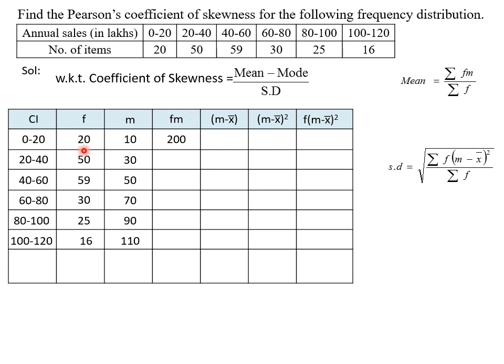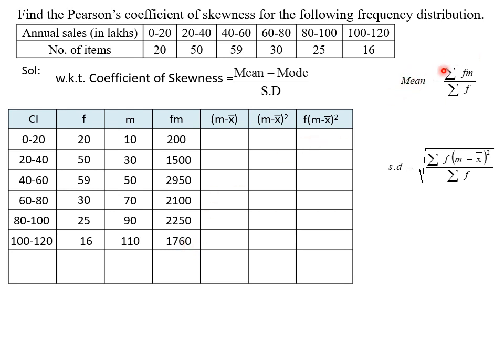After finding that, we have to find the value for fm. So multiply these two things. 20 into 10 is 200. Likewise 30 into 50 is 1500. Then 59 into 50 is 2950. Likewise calculate the remaining ones.